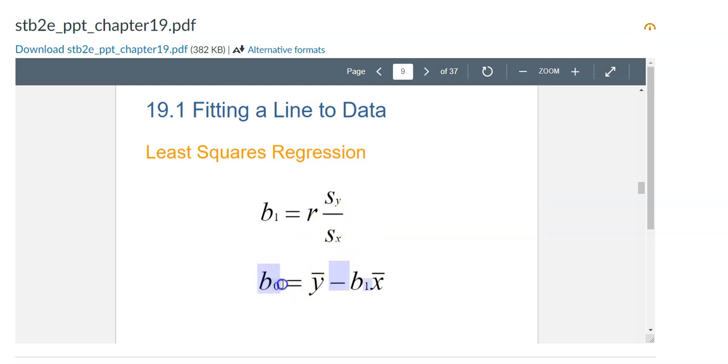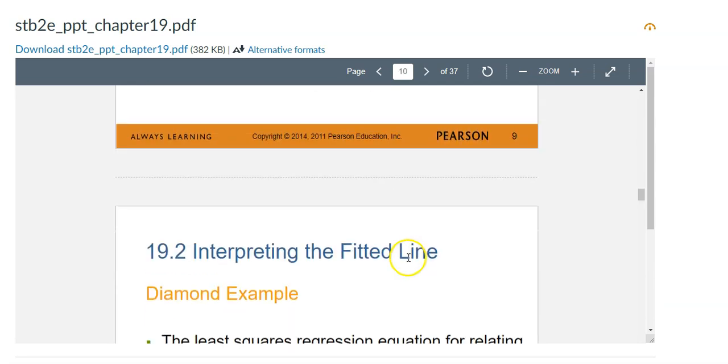How do we calculate B0, the intercept? We calculate it as y bar, where bar means average or mean, the average of response values, minus B1 times x bar, the average of the independent or explanatory values. B1 we already calculated in the first part, so we substitute it here.